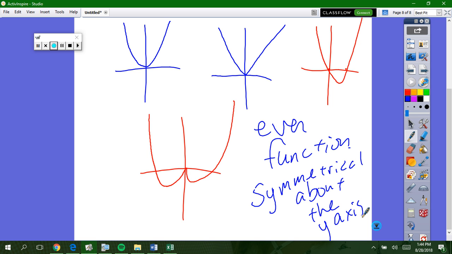What does that mean? It means if I folded on the y-axis and put them right on top of each other, like basically our palms, basically your hands are symmetrical, aren't they? If you folded them right on top of each other, right?